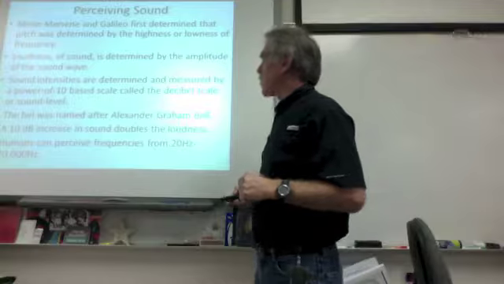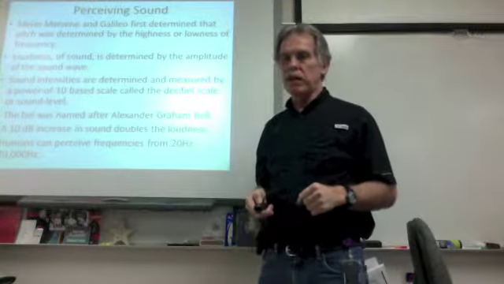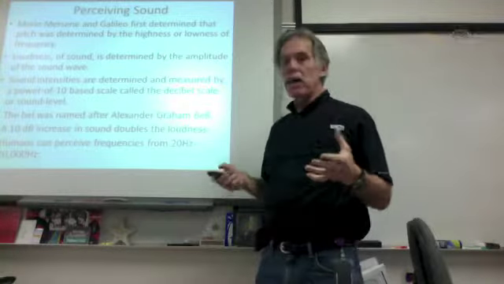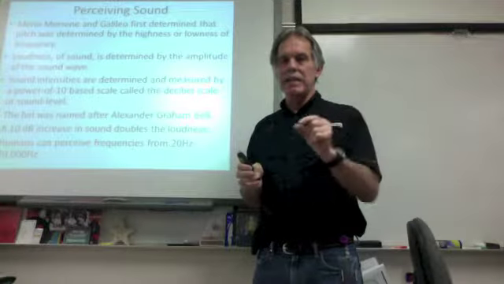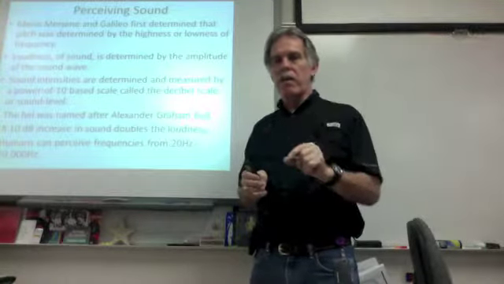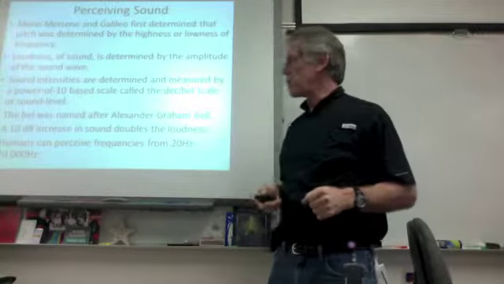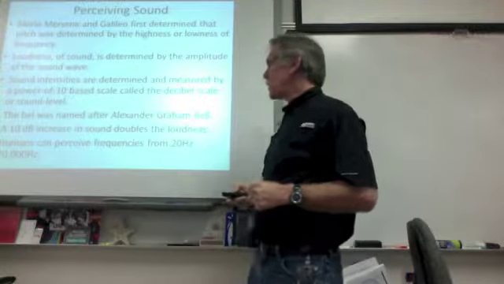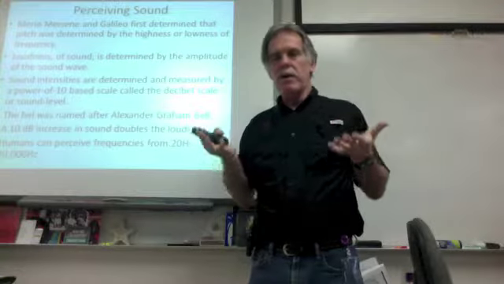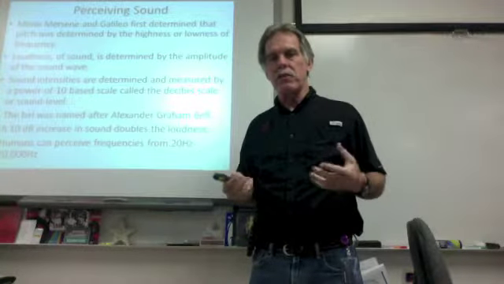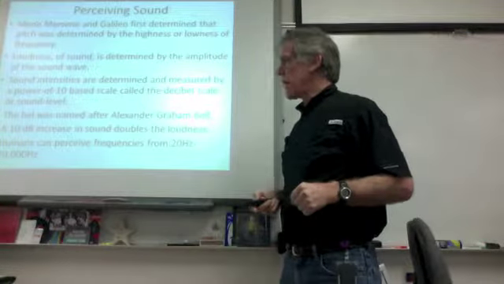Sound intensities are determined and measured by a power of 10 base scale called the decibel or sound level scale. And the bel is where we get decibel. A bel is a big unit, so we use a decibel, a tenth of a bel. And that bel is named after Alexander Graham Bell. That's where the unit came from in his honor. A 10 decibel increase in sound is actually a doubling in the loudness. So that shows you how two ways to talk about loudness compare to each other. A 10 decibel increase is a doubling of loudness.